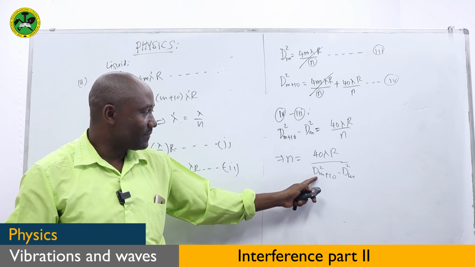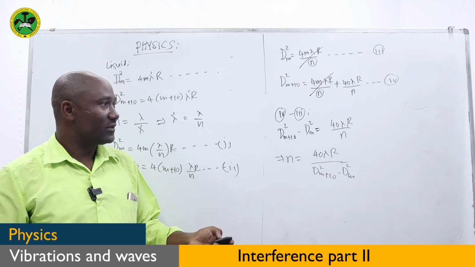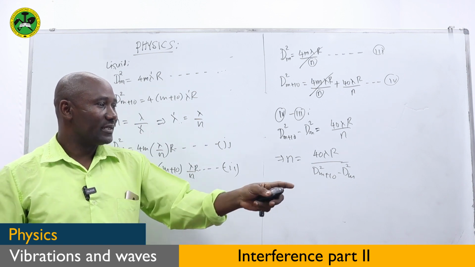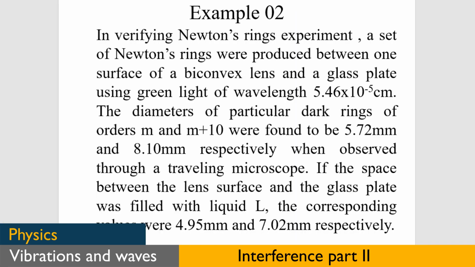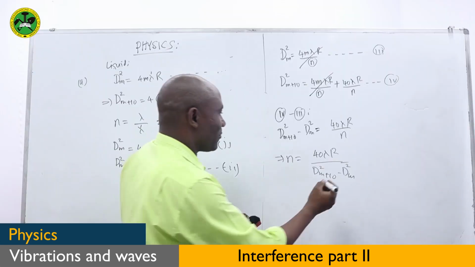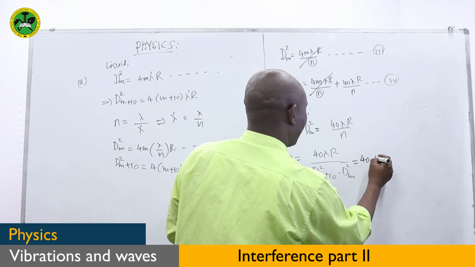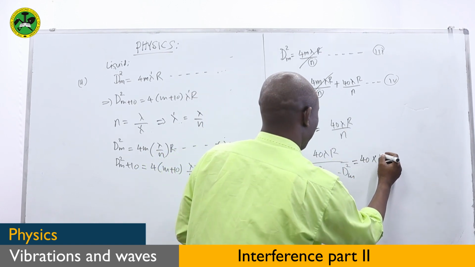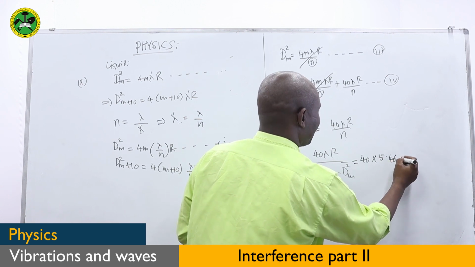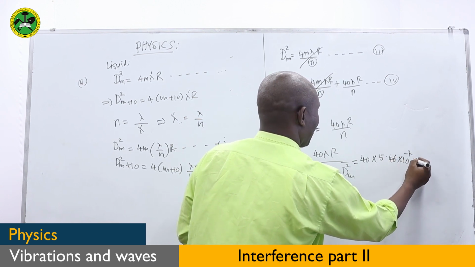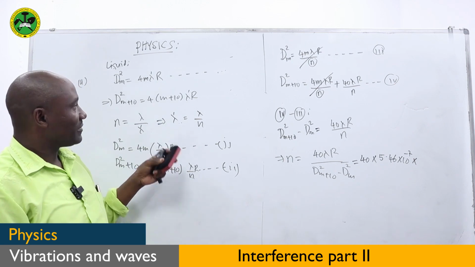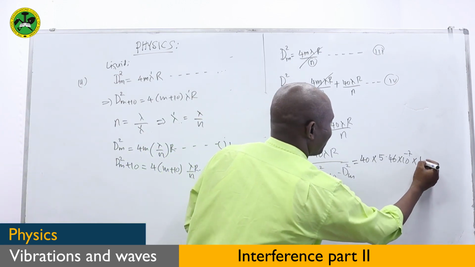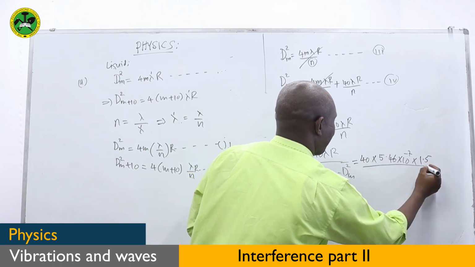This is the diameter changing now. The values are given: it's now 7.02 and 4.95. We have the values for the refractive index. Now, the wavelength is 5.46 times 10 negative 7. We know the radius of curvature now from the experiment that we have in Part A, it was 1.5.